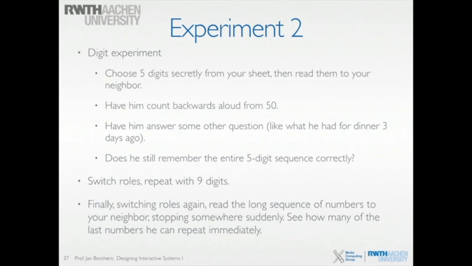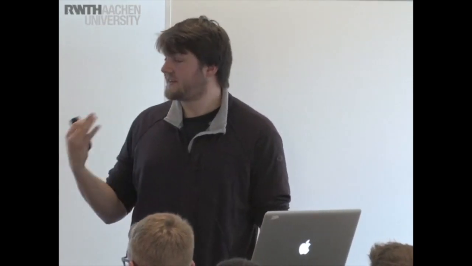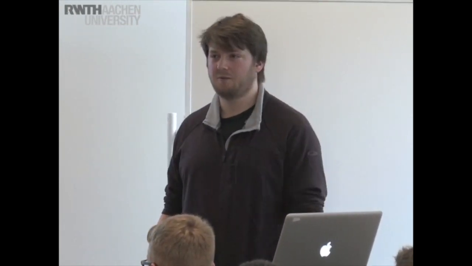The experimenter should choose 5 digits secretly from the number sequence there and read them to the subject. The subject should not repeat that in any way or try to memorize that. Then the subject should count backwards from 50 and answer a couple of questions. So what did you have for dinner 2 days ago, 3 days ago? What will you do later today? And then see if he or she still remembers the 5-digit sequence.